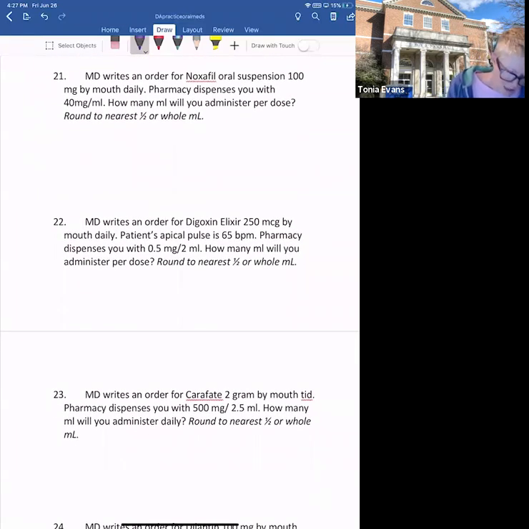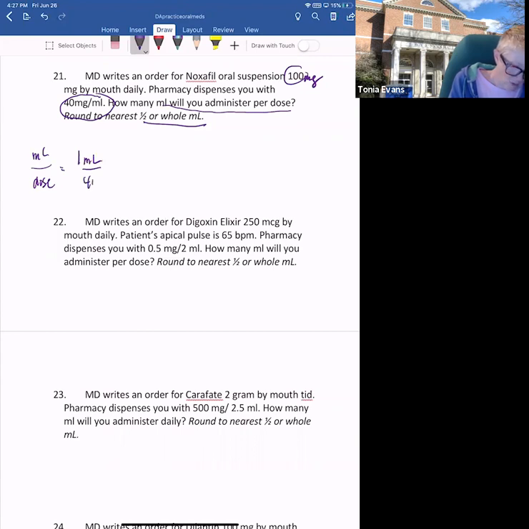21. We have 100 milligrams, and that's our dose per day. Pharmacy dispenses you with 40 milligrams per ml. So we're looking for milliliters per dose, round to the half or whole. Okay. Same thing. What do I know about milliliters? I know that in 1 ml, I've got 40 milligrams. So I've got my milliliters. Let's go to milligrams next.